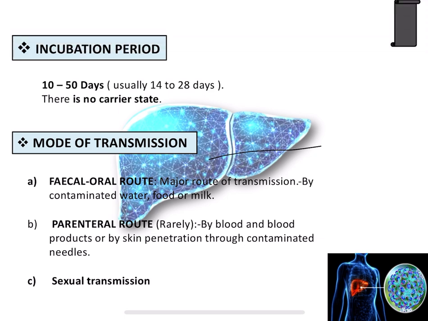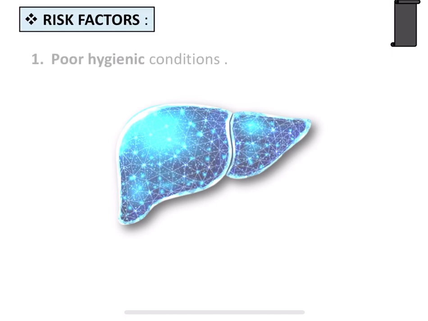Is it clear? For the mode of transmission, we have the fecal-oral route, the parenteral route rarely, and sexual transmission in homosexual men because of oral-anal contact. Then we move further to the risk factors. They include poor hygienic conditions. So by this we know what the risk factors are. We ourselves can state the risk factors.